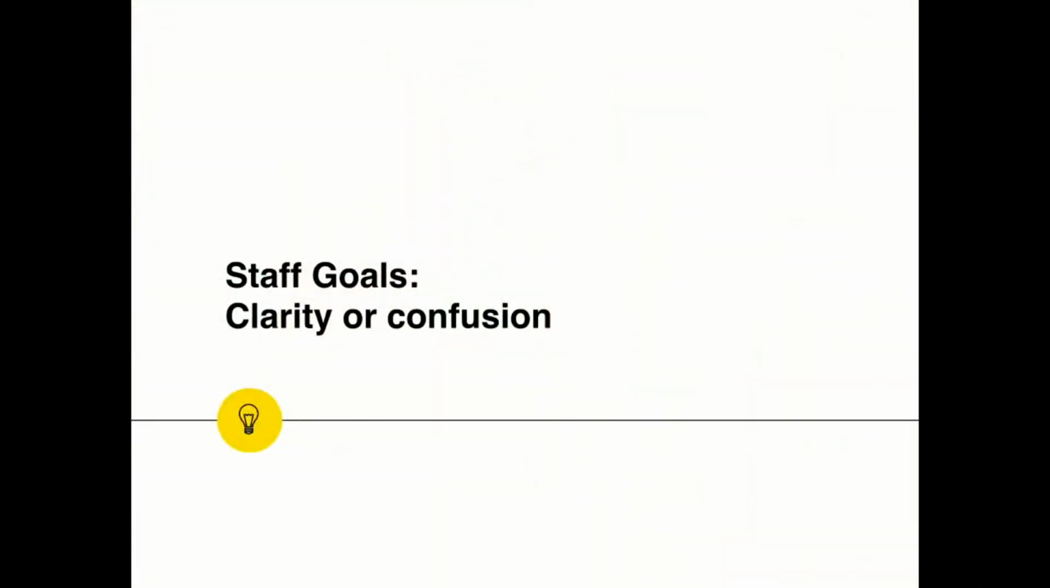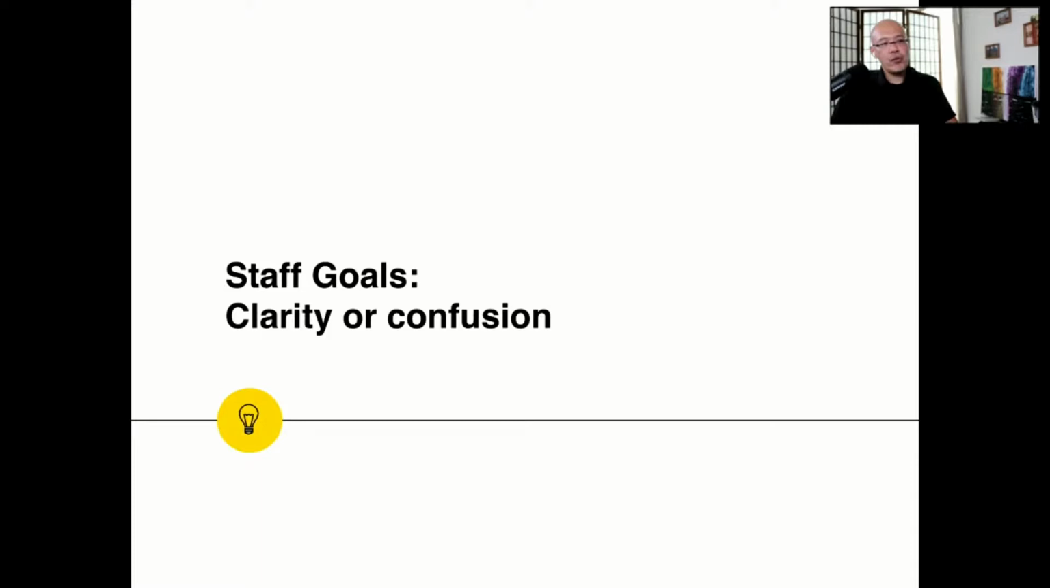Are you having trouble trying to explain to people what your staff goals mean? Even after communicating, you still find that people have different interpretations or different levels of understanding of what it means to have, let's say, a competent staff or an engaged staff. Then this video is definitely for you. In this video, what I'd like to share with you is the process of writing a staff goal.